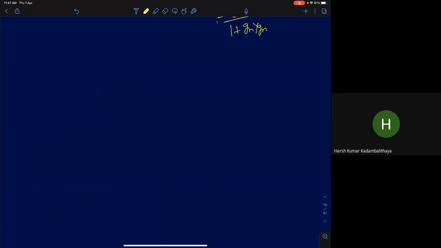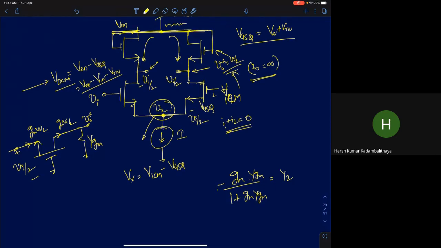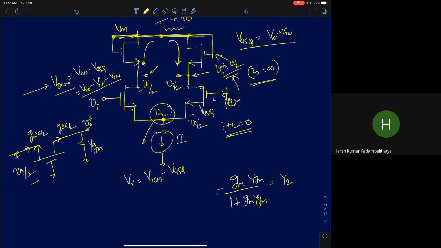One of you is asking me what is the DC voltage at this point. To know the DC voltage here, you should know the DC voltage at the gate. If the DC voltage here is VG, let me call it VICM, then the DC voltage at Vx is going to be VICM minus VGSQ, VGSQ being VGS of this transistor. AC level will be Vi by 2, yes, exactly.